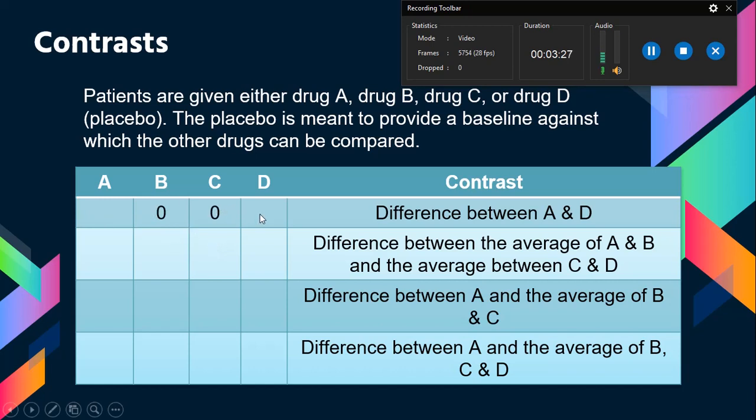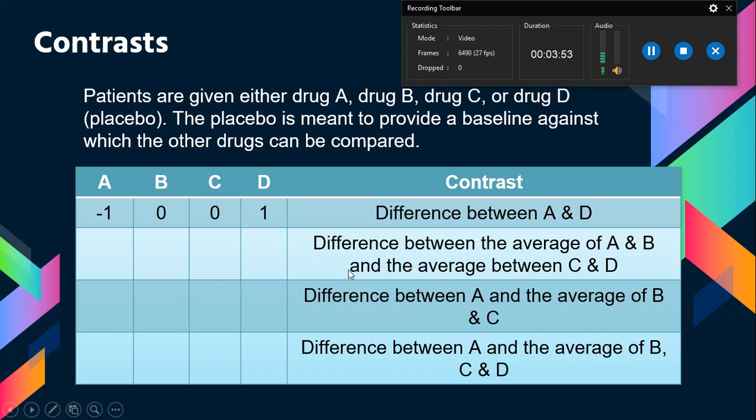A and D, whatever coefficients you assign, have to add up to 0. So what I'm going to do is make A positive 1 and D negative 1. This is just me assigning values. You might assign A to be negative 1 and D to be positive 1. In either case, both of us would be right because those coefficients add up to 0.